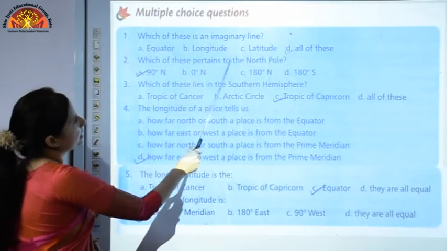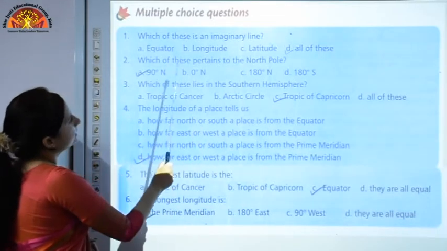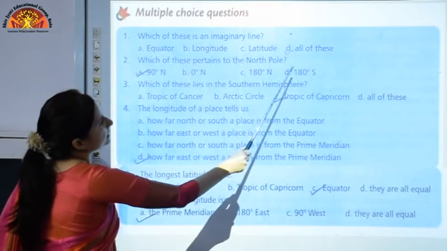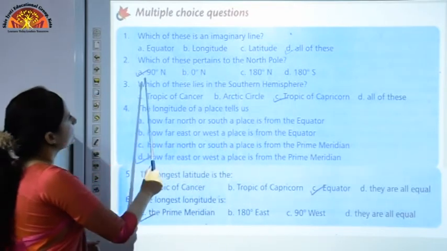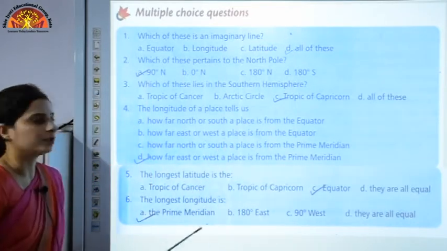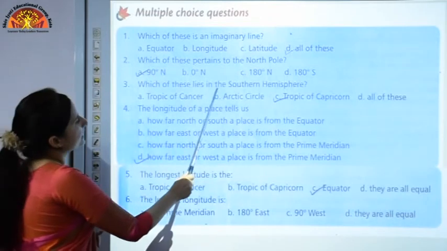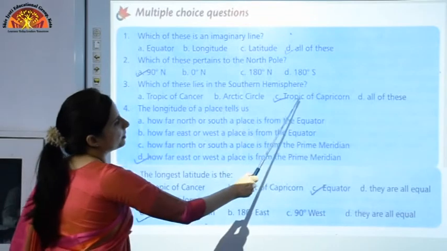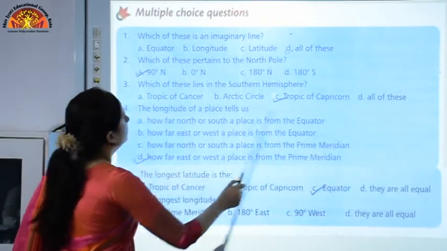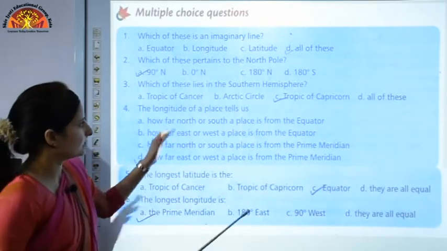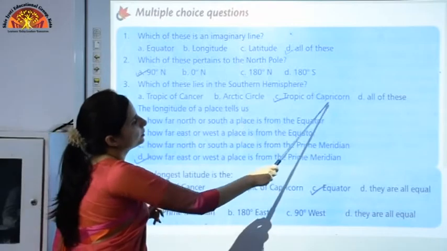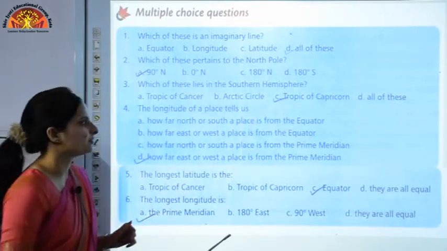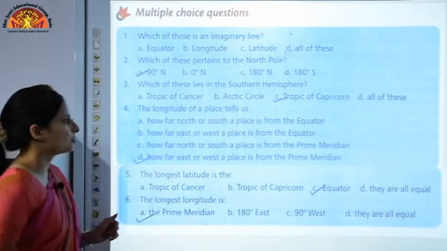Which of these pertains to the North Pole? 90 degree north, 0 degree north, 180 degrees north and 180 degrees south. The correct answer for this is 90 degree north. Which of these lies in the southern hemisphere? Tropic of Cancer, Arctic Circle, Tropic of Capricorn, all of these. Now as you have seen the diagram also that the Tropic of Capricorn lies in the southern hemisphere. So option C is the correct option.